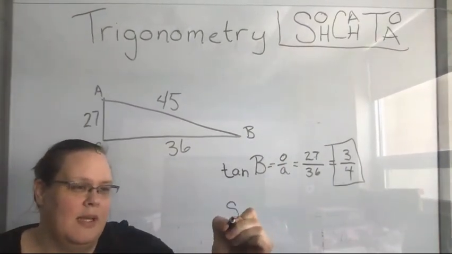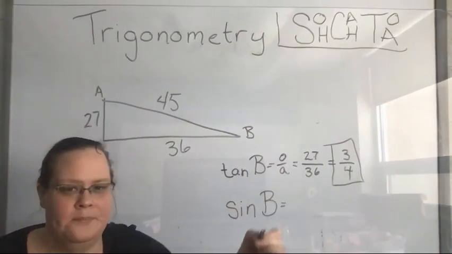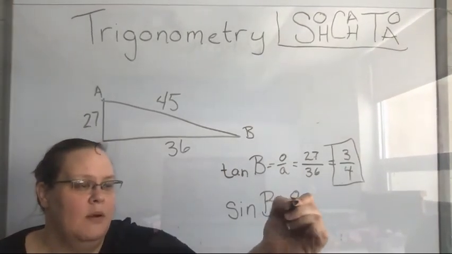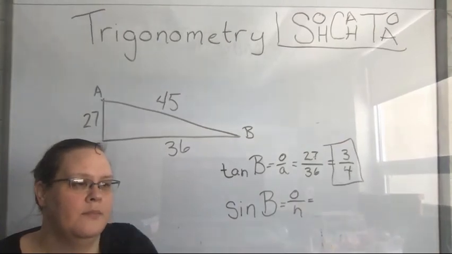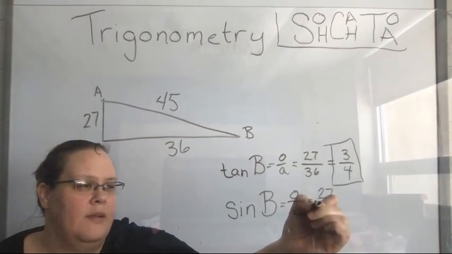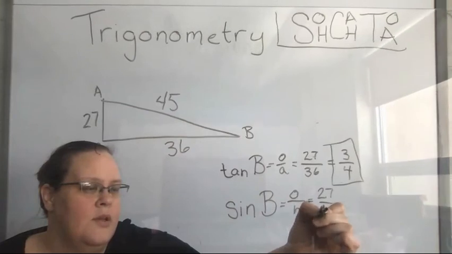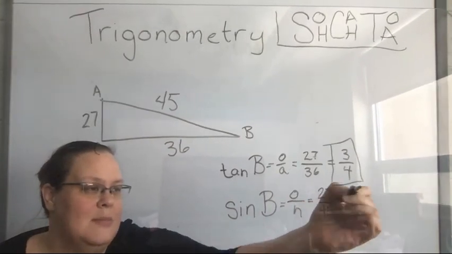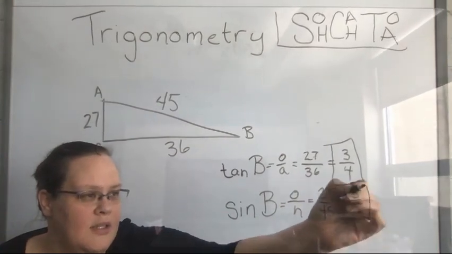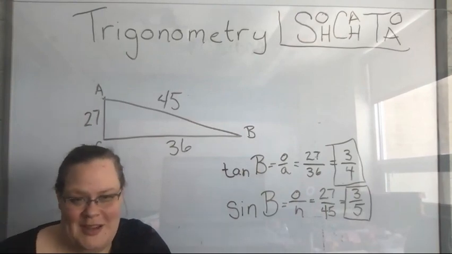What if I wanted to find the sine of B? Well, I know that sine is opposite over hypotenuse. I'm looking at angle B. So opposite is 27, and the hypotenuse, the side across from our 90 degrees, is 45. I'm going to simplify that as much as possible. Just leave it as that fraction. Okay, so these are trigonometric relationships.